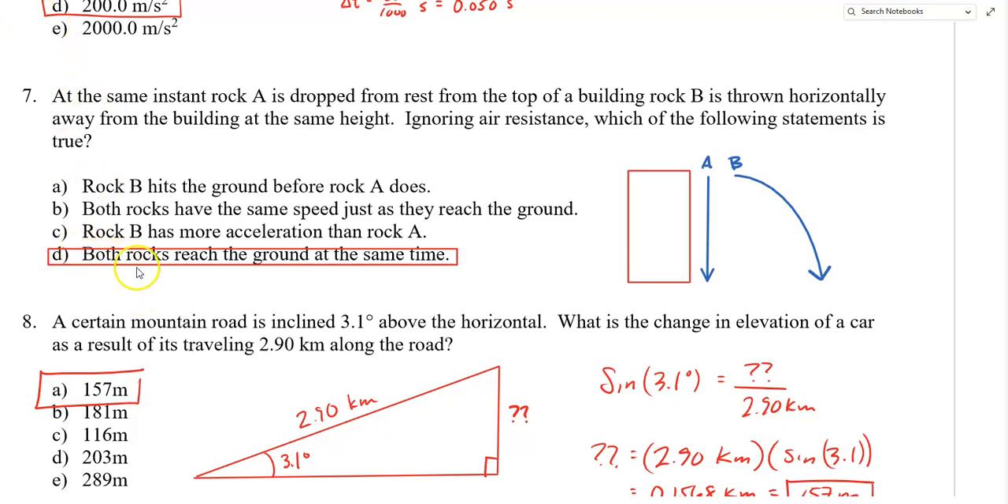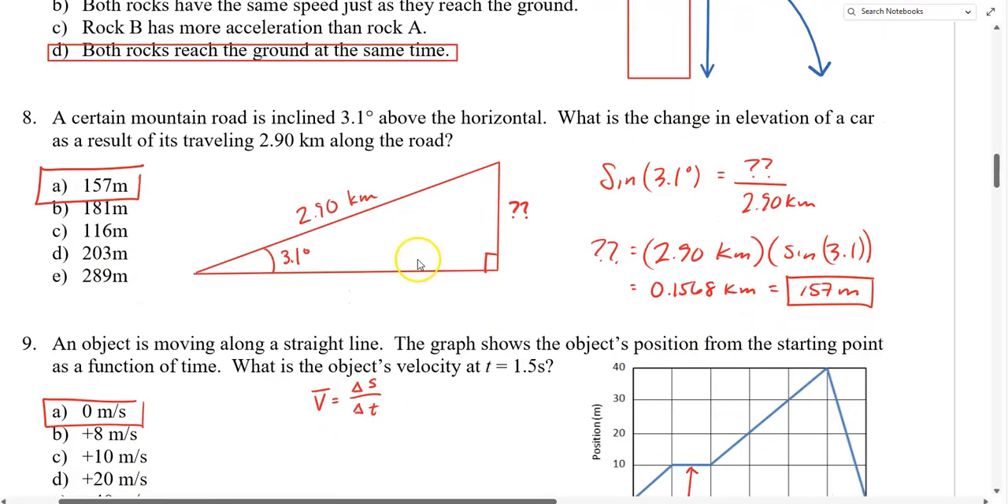The answer D is the best answer because both rocks must reach the ground at the same time, because they're traveling vertically at the same rate of speed, and they're both traveling the same vertical distance. B travels a farther horizontal distance, but vertically, that's the component that we're focused on. Remarkably, both rocks will hit the ground at the exact same time, as long as we're ignoring air resistance.